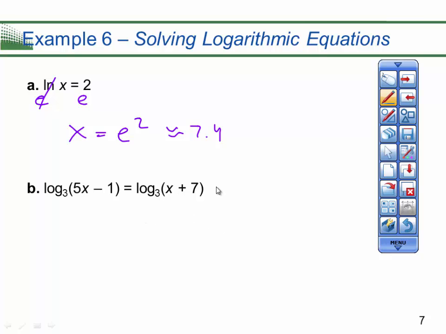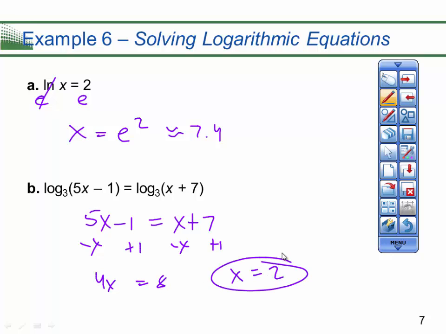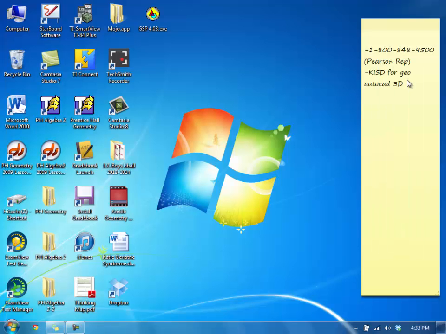Let's solve this problem. Now, for this one, I have log base 3 of this equals log base 3 of something different. I would probably try to use the comparison property here to say that, since the log base 3 is the same on both sides, then 5x minus 1 has to equal x plus 7, and then solve for x. So subtract x from both sides, and you get 4x. Add 1 to both sides, you get equals 8. So x must be 2. Okay?